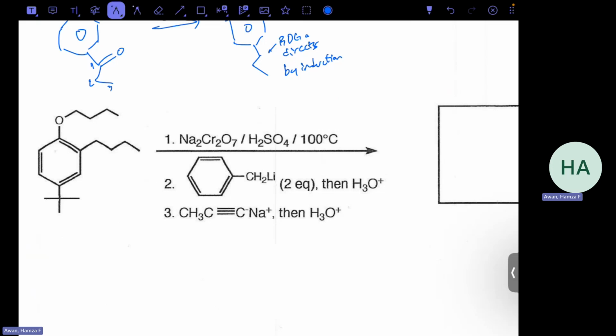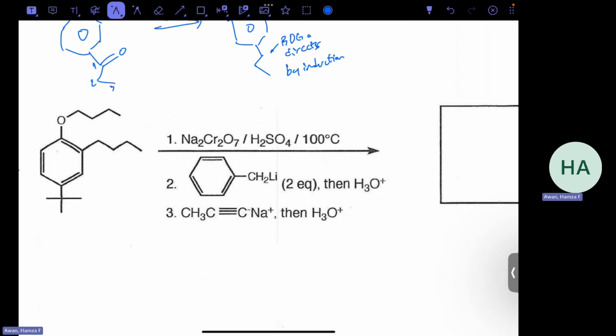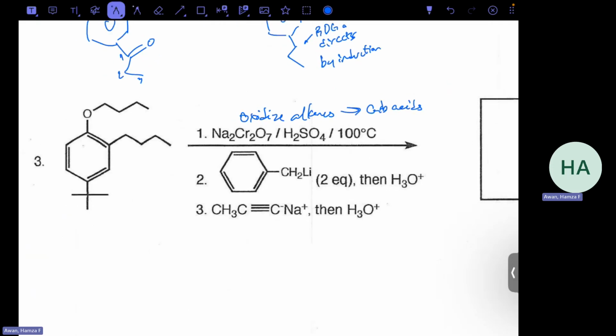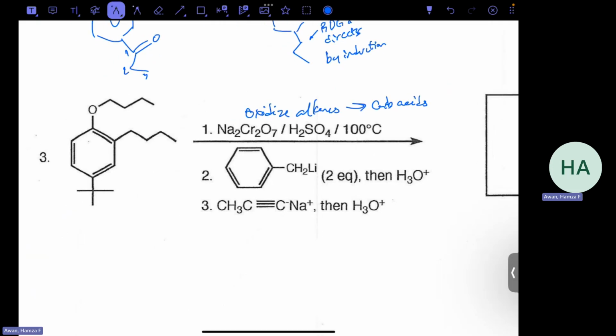Next one. So we have sodium dichromate, H2SO4 at 100 degrees Celsius. What this is going to do is cause all alkanes connected to the benzene ring to become carboxylic acids, right? So this is going to oxidize alkanes to carboxylic acids. This CH2Li is kind of like a Fischer esterification, except it's going to take the place of OH in the carboxylic acid. So it takes the OH's place in the acid.